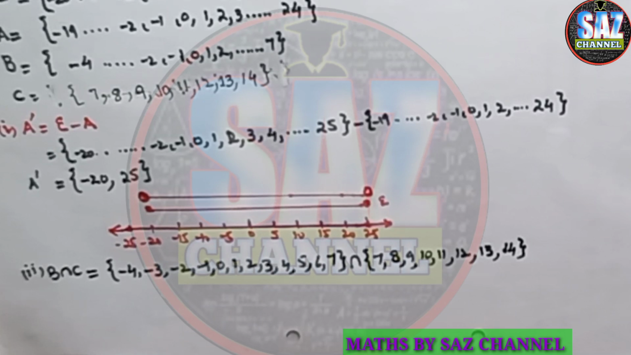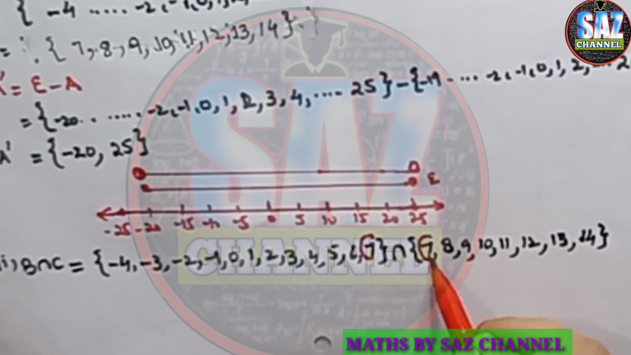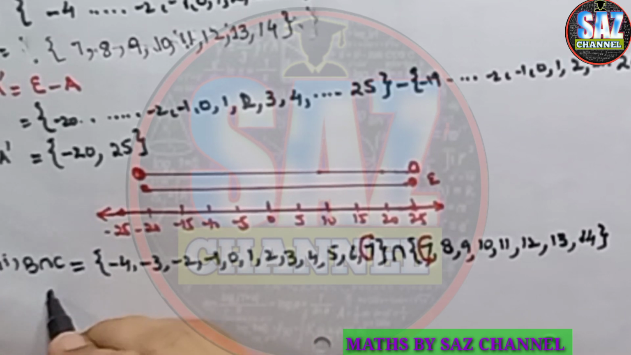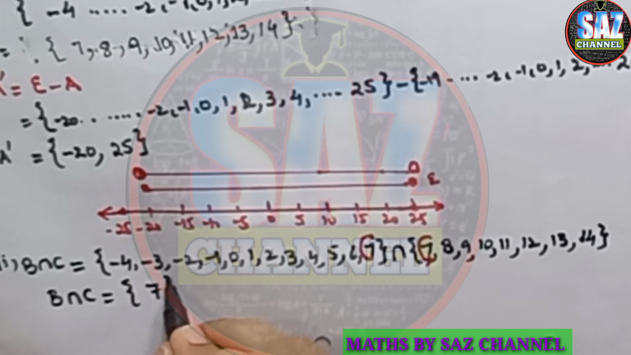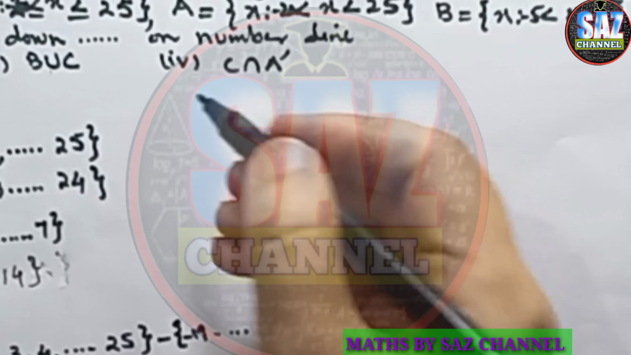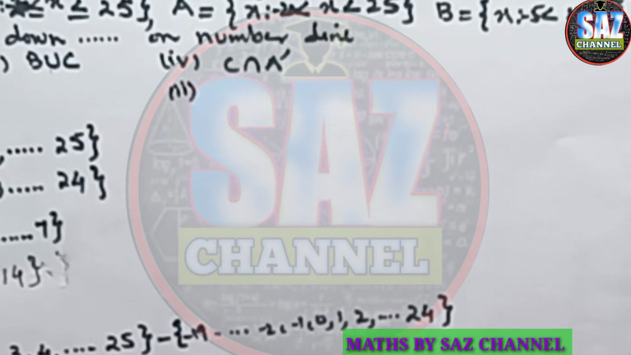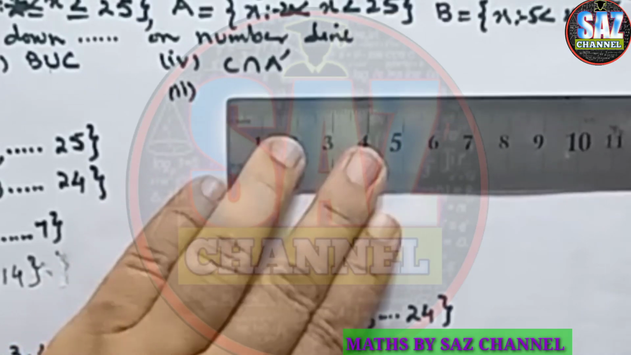Now as we know, intersection means common elements. So if we look at both the sets, we can see 7 is the element which is common in both. So the answer for B intersection C will be 7 only. And now we have to draw the number line for the second part. We have to draw the line that will contain B and C.